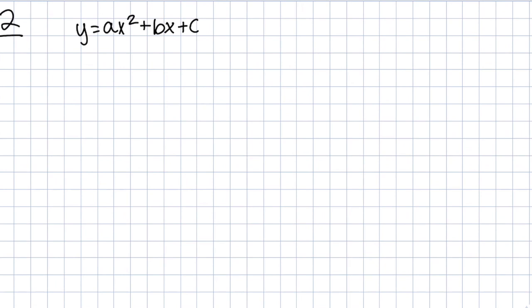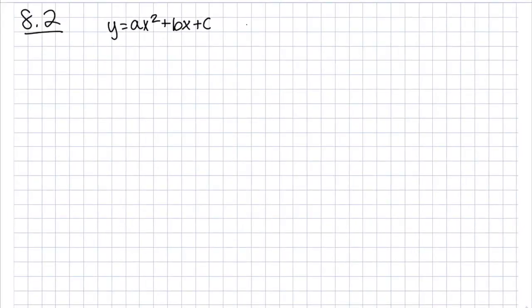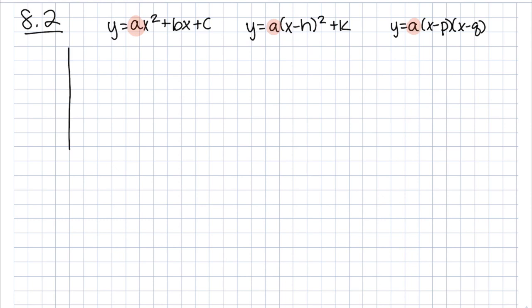We could have y equals a times x minus h quantity squared plus k, that's our vertex form. And then last but not least, y equals a times x minus p times x minus q. So we're going to zoom in on this variable a and the impact that it has on the shape of a parabola.